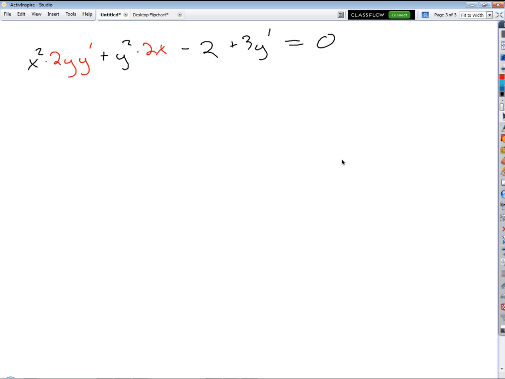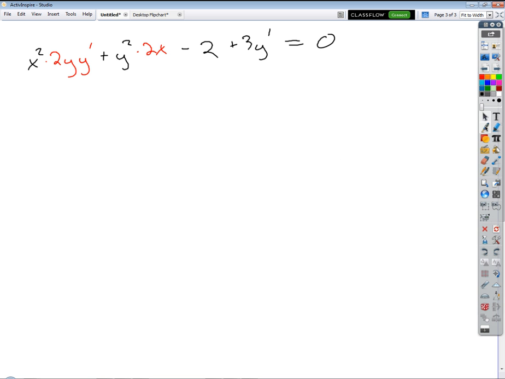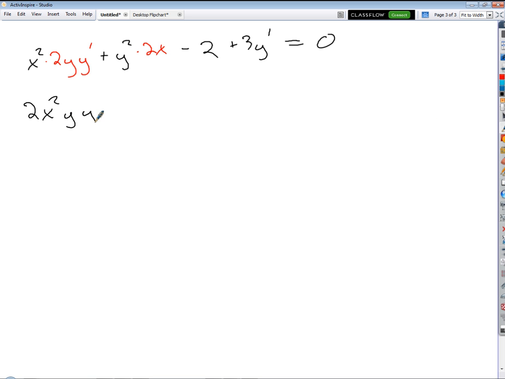Okay, so let's go from here. Just to kind of clean things up a little bit, why don't we rewrite those just a little bit? Let's put the 2's out front, things like that, right? So we end up with 2x squared y prime plus 2x y squared minus 2 plus 3y prime equals 0.